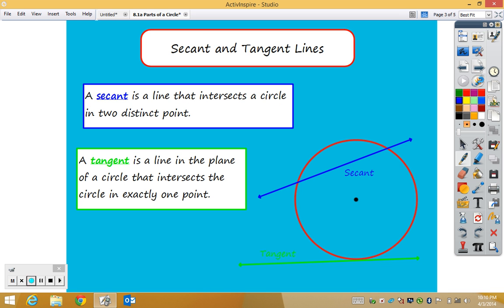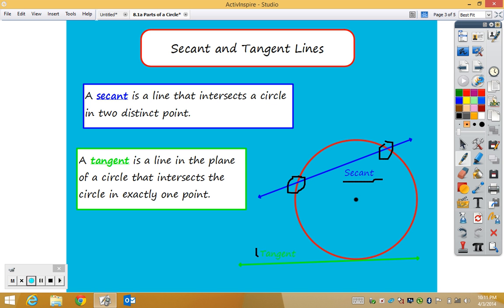Okay, two other parts or lines that could be on a circle are secant lines and tangent lines. A secant is a line that intersects a circle in two distinct points. So as we can see here, the secant line goes through here and here, and because it's a line, it doesn't stop. It's not a chord, it doesn't have endpoints, but it goes all the way through and continues on with the line. So that is a secant.